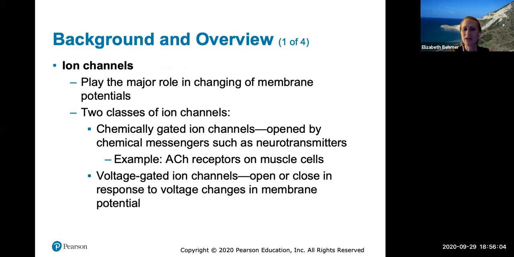Ion channels play an important role in changing the membrane potential, or that electrical charge. There are two classes of ion channels. They can be chemically gated, which means they're only opened by a chemical messenger like acetylcholine, and there are specific acetylcholine receptors on muscle cells that will bind to that neurotransmitter. Or there are voltage gated ion channels, which will open or close in response to any sort of voltage or electrical change of that cell membrane potential.